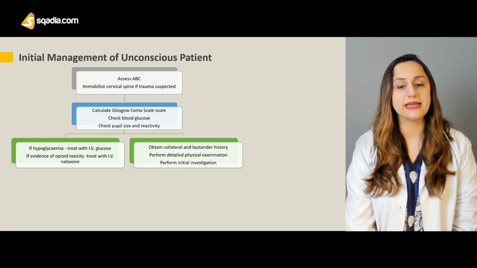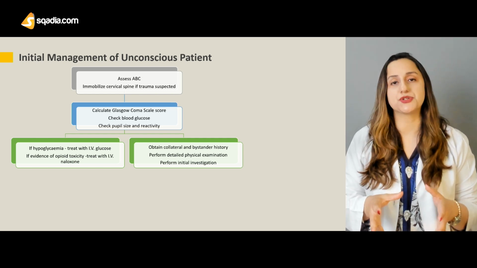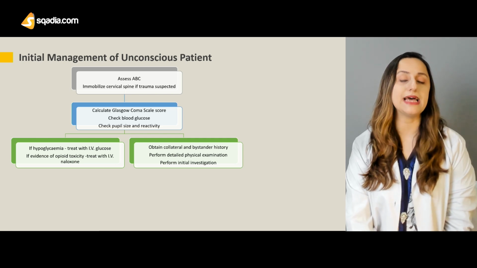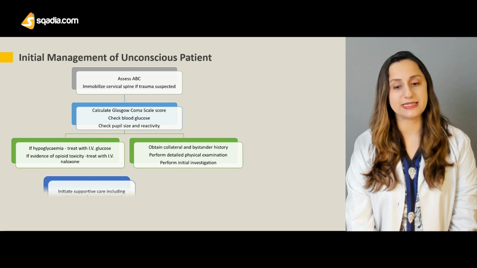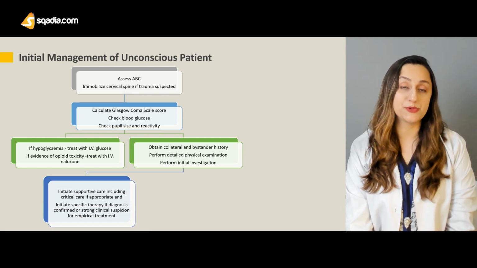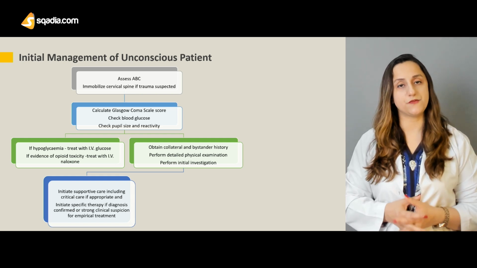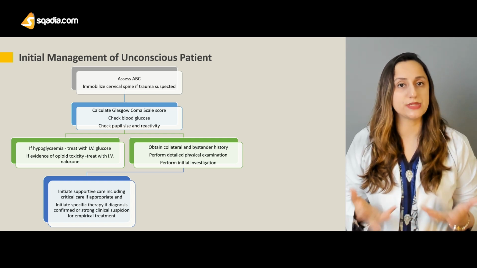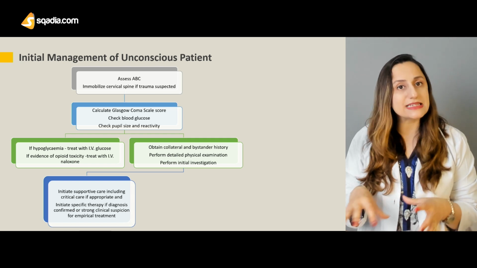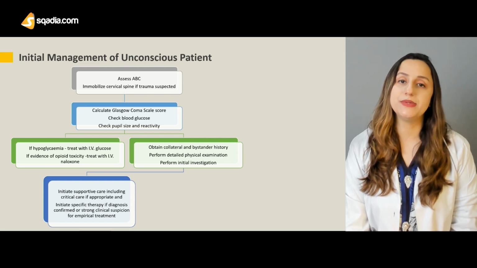Obtain collateral and bystander history, as usually this bystander history is more important for patients of road traffic accidents. Perform a detailed physical examination and perform initial investigations accordingly. Move on with the initial supportive care, including critical care if appropriate, and initiate specific therapy if it is already diagnosed what the patient is suffering from. The clinical suspicions have to be confirmed first for the empirical treatment to be done for the patients.